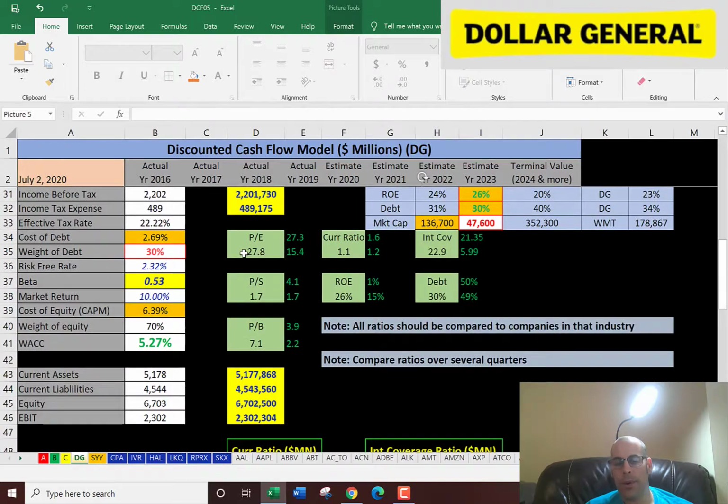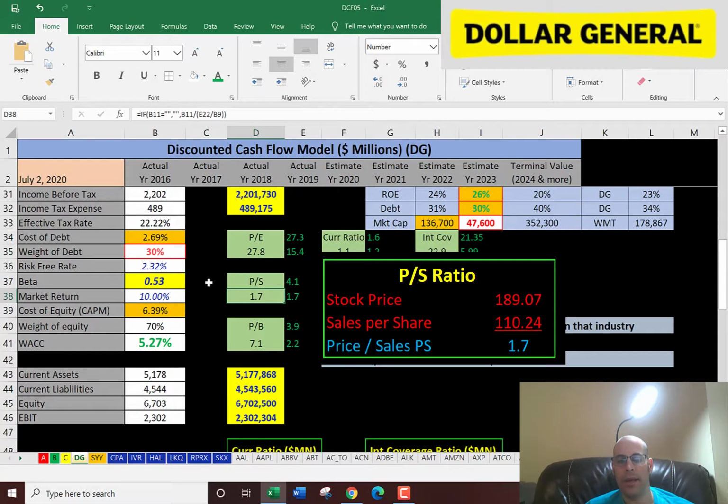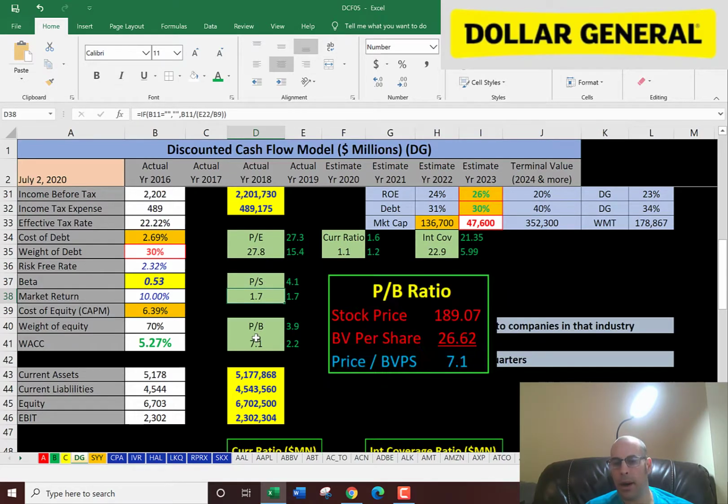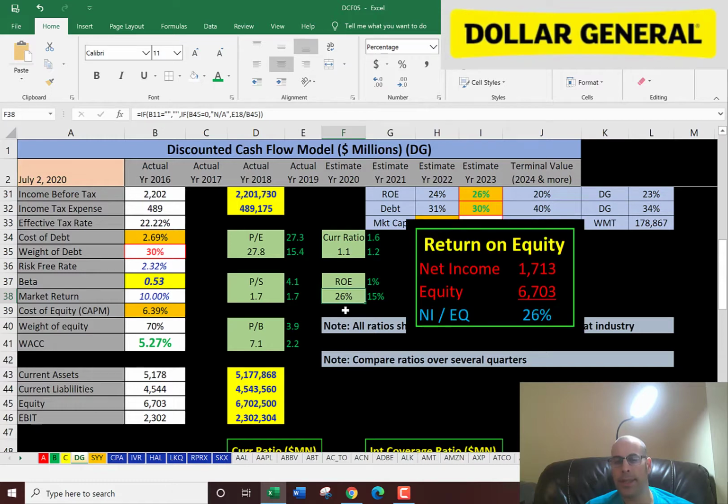So they have a pretty high PE of 28. That's probably because the stock price has come up so much, and that's price of stock over earnings per share. They have a good price to sales ratio of 1.7. That's price of stock over sales per share. A little bit high in the price to book. Investors are willing to pay $7 for $1 of book value. They have a good current ratio. They can cover their current liabilities. They have a pretty good ROE as well, 26%.